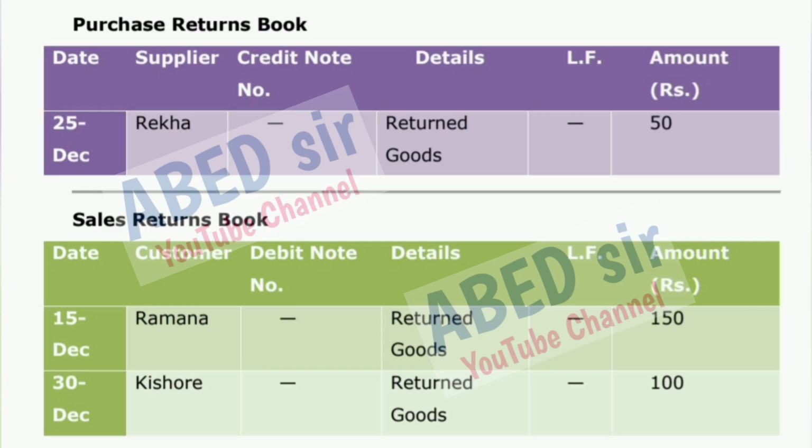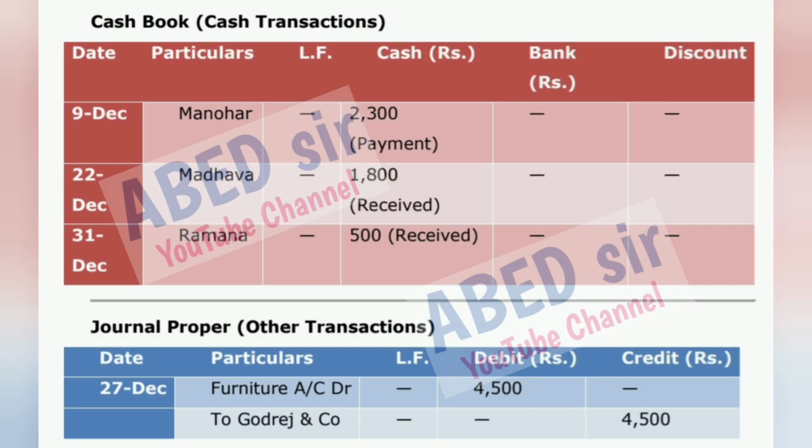Sales returns book. Date, customer, debit note no. Details, LF, amount Rs. 15th December Ramana, returned goods 150. 30th December Kishore, returned goods 100. Cash book, cash transactions. Date, particulars, LF, cash Rs, bank Rs, discount.